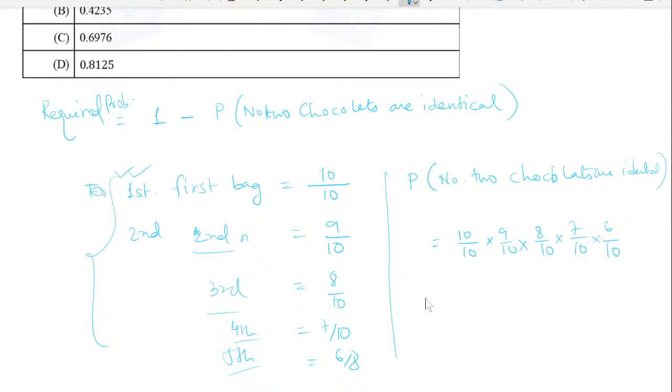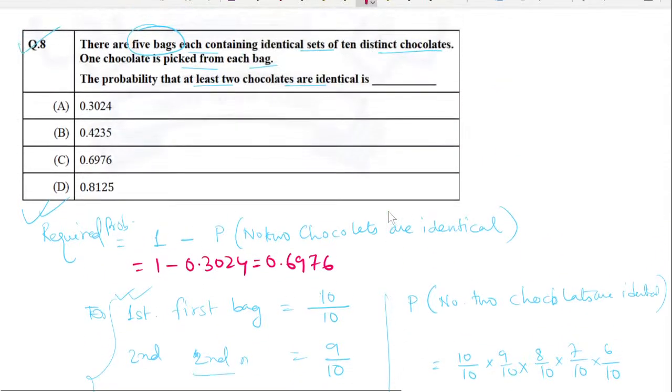So this is equal to what? The total value is 0.3024. So therefore our required probability is what? Required probability is 1 minus 0.3024, which is equal to 0.6976. So this is the required probability. So which option here? Option C is correct here. Now we go to the next question.